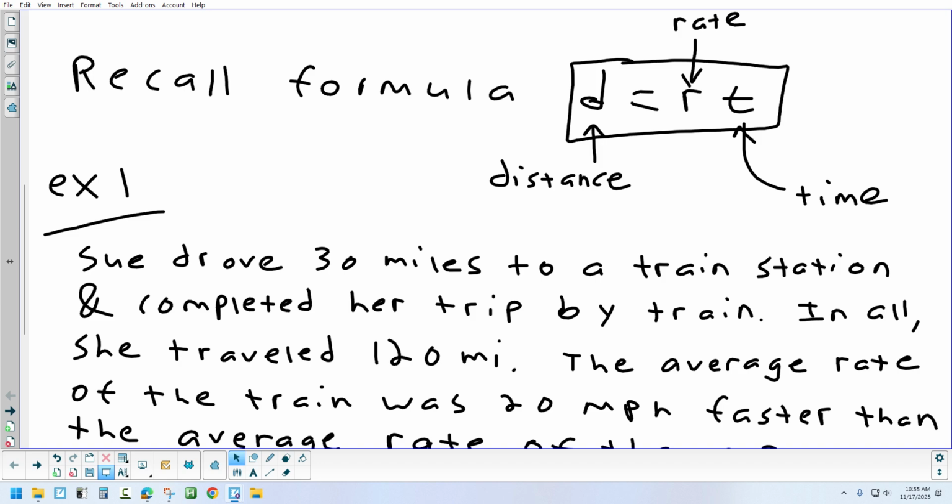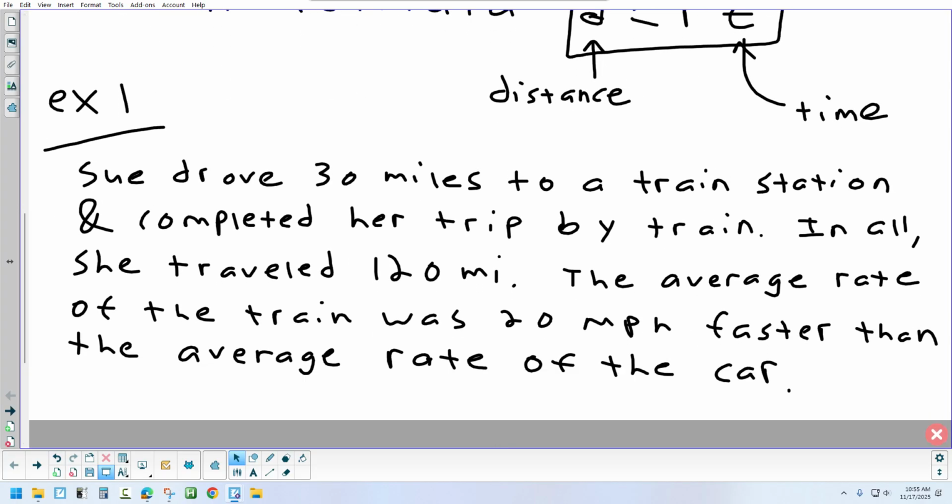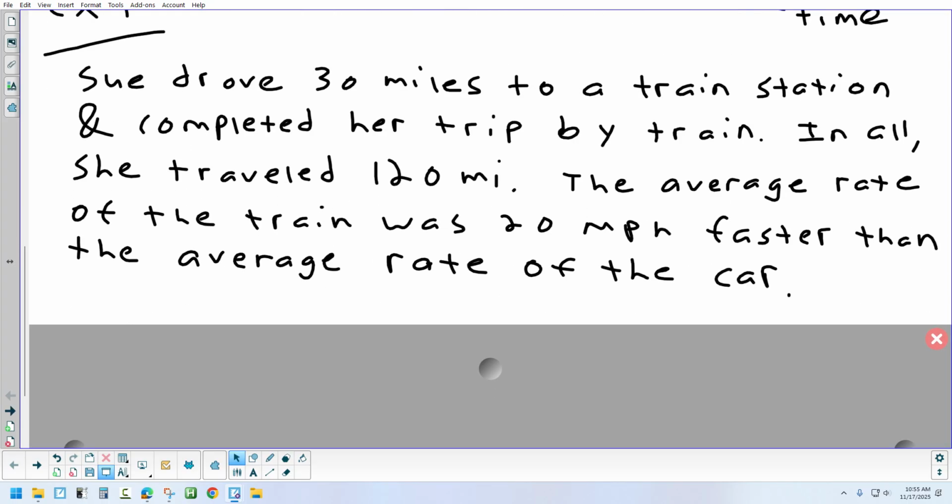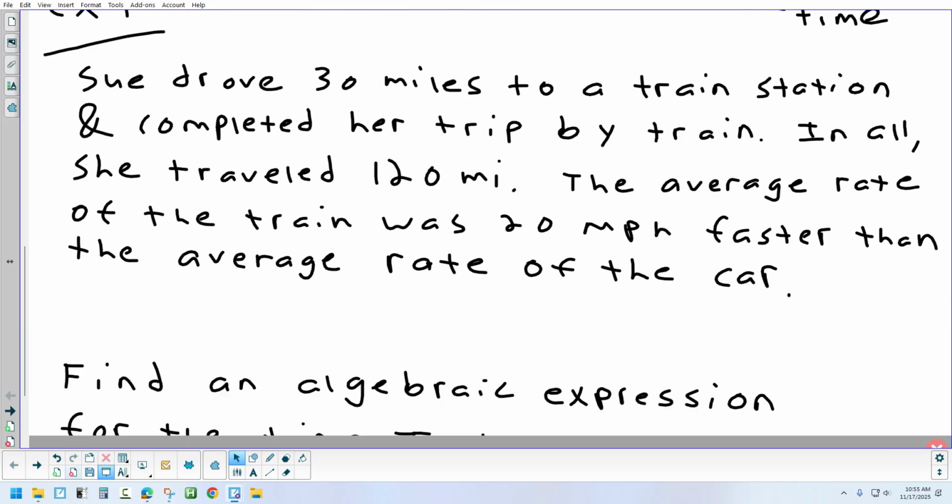We don't know the exact speed of either the train or the car, but we do know that the average rate of speed of the train is 20 faster than the car. So we want to set up an equation that's going to represent all of that. And the goal when we're done is to have a formula that we can plug into that will calculate the time it's going to take for her to do the trip.